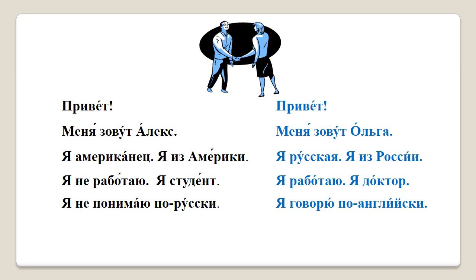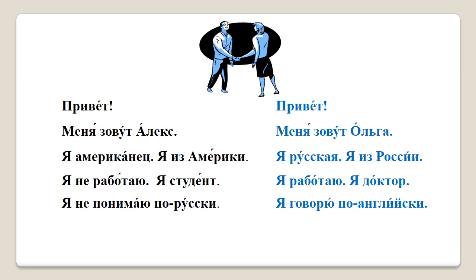Let's have a look at the text in blue. Привет! Меня зовут Ольга. Я русская. Я из России. Я работаю. Я доктор. Я говорю по-английски. Hi, my name is Olga. I'm Russian. I am from Russia. I work. I'm a doctor. I speak English. Please feel free to pause and rewind this section as many times as necessary in order to practice pronunciation.